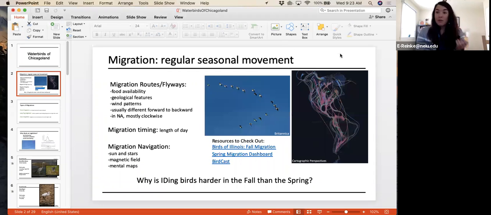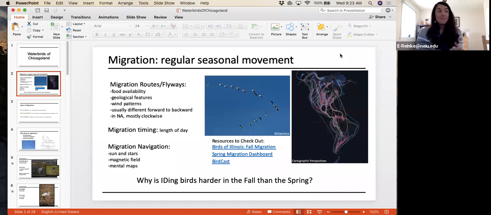If you've ever thought about migration before and how it happens, you probably have a lot of questions. How do birds know when to go? How do they know where to go? Why do they fly together in V's, right? There's all sorts of research that's gone into studying bird migration. The routes that birds fly are actually called flyways, which is kind of nice. It's like a runway or a bird highway.